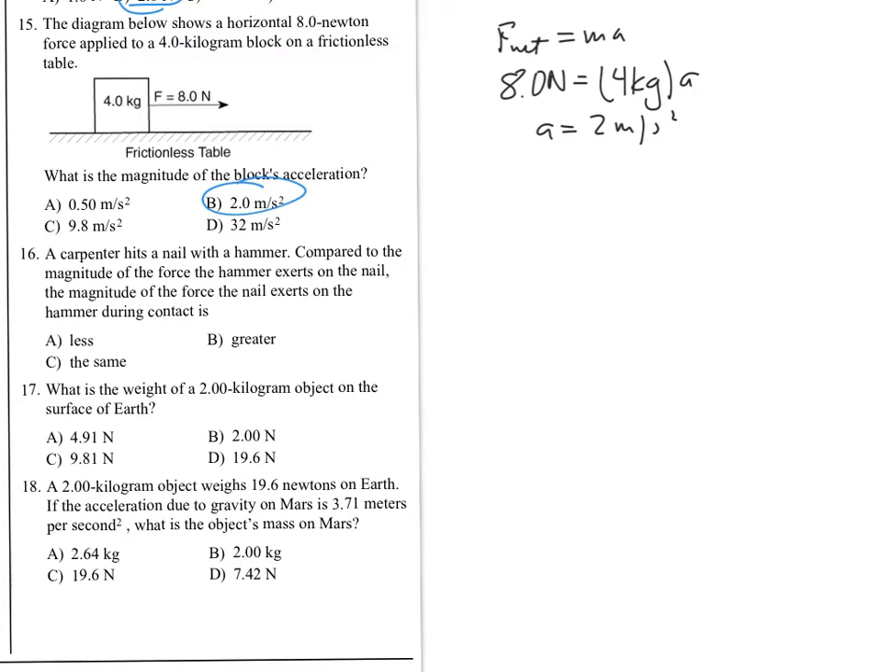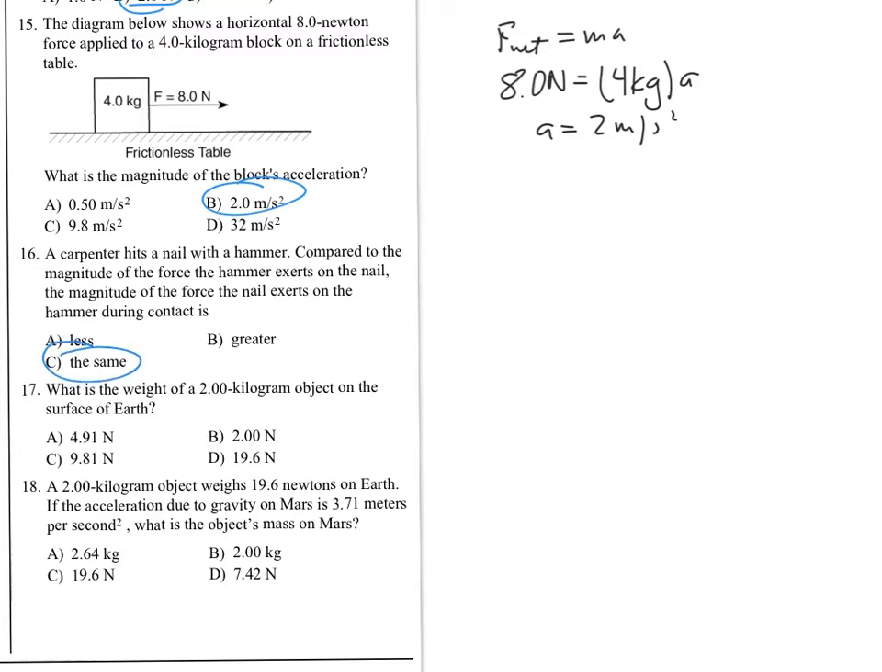Question 16 is an example of Newton's third law, where we have action-reaction pairs of forces. When there's an interaction between a pair of forces, like say the hammer and the nail, the forces are equal and opposite in direction. So the magnitude of the force the nail exerts on the hammer during contact is the same. The two forces between the hammer and the nail are the same.